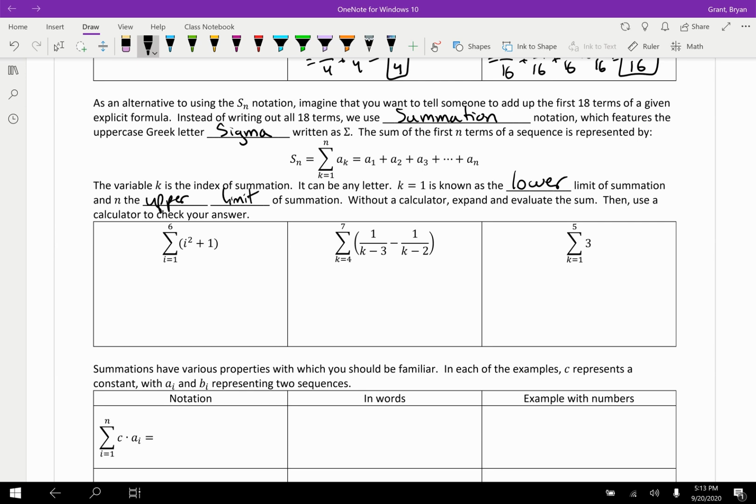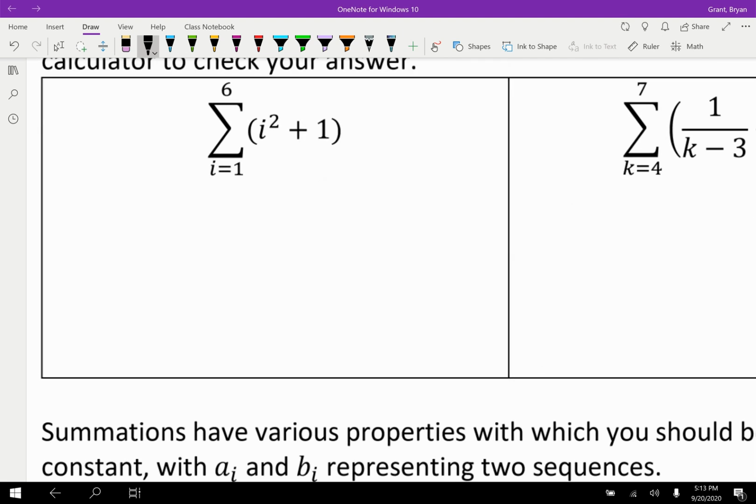Without a calculator, let's go ahead and expand and evaluate each sum. And then you can actually use a calculator to check your answer. I'm not going to go through this because we did learn this last year, but your calculators all have a sigma button that you can plug things in and check it out. So I'm just going to zoom in and work these through. I would suggest that you pause this video and try it on your own and then come back together after. So go for it. And you're back.